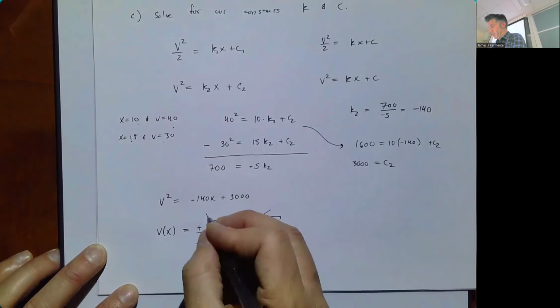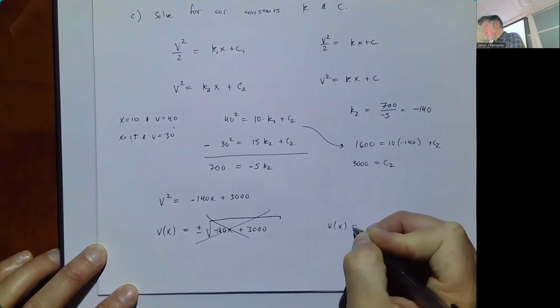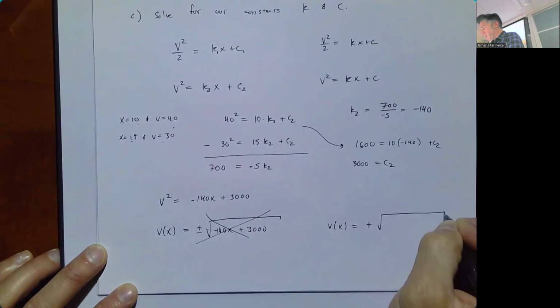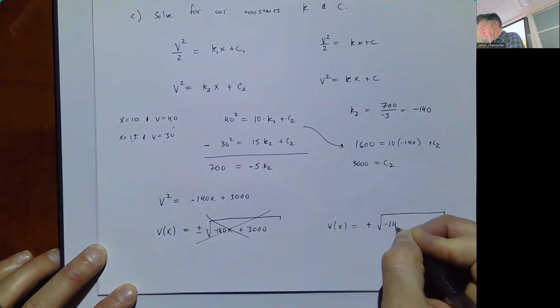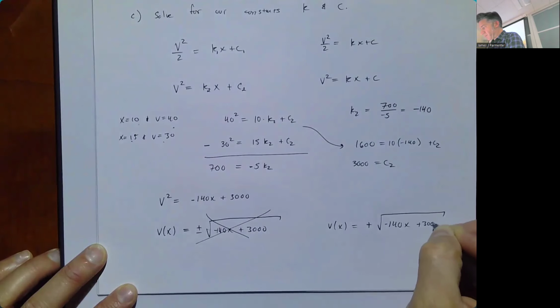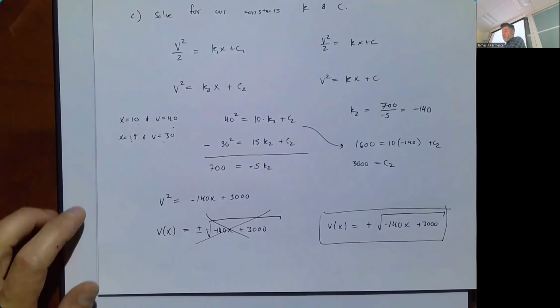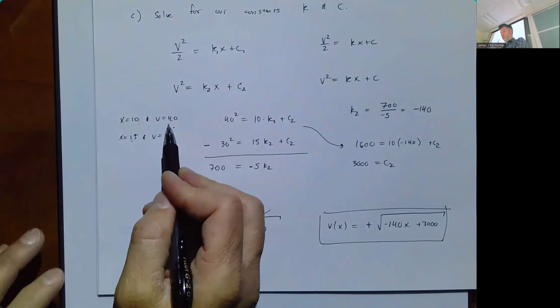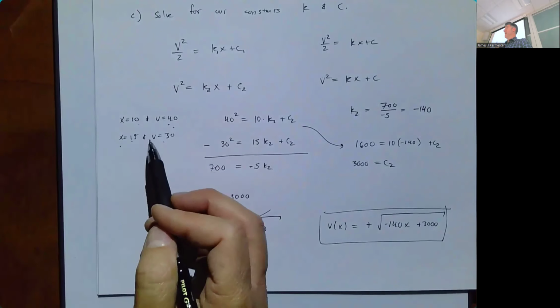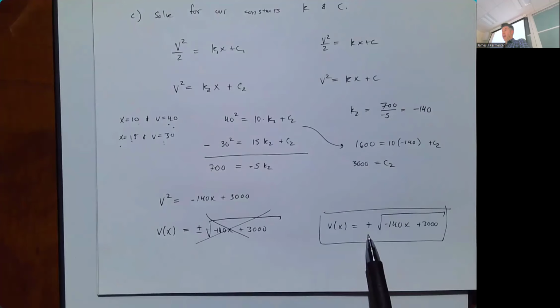So we actually do want that v of x is equal to the positive square root of negative 140x plus 3000. But I could have written the question in a way where when x equals 10, v was negative 40, and when x equals 15, v was negative 30, so that we need to have the negative instead of the positive.